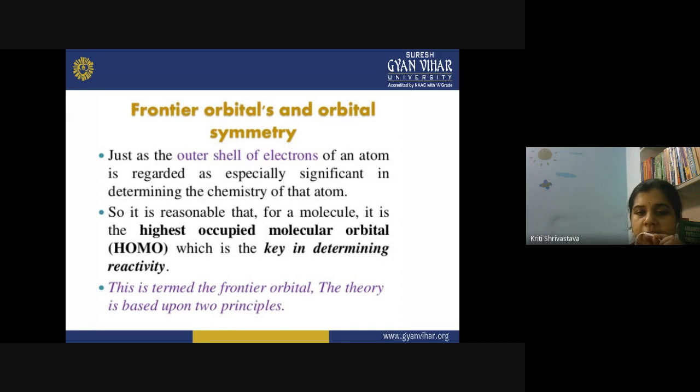So similarly, in case of molecules, their frontier molecular orbitals are the ones which determine their reactivity, and especially the highest occupied molecular orbital. So, what is the highest occupied molecular orbital? We call it HOMO. HOMO is the highest occupied molecular orbital that actually determines the reactivity of a molecule. And this is termed as the frontier orbital.